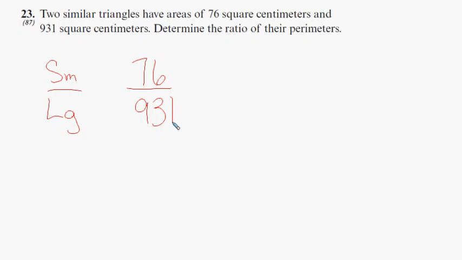So now what we need to do is write the ratios of their perimeters. So these were squared values, right? So how can we get back to just the ratio of the perimeters, which is like a non-squared value? Okay, so let's take the square root of this, take the square root of this and the square root of this, and write it as a ratio.